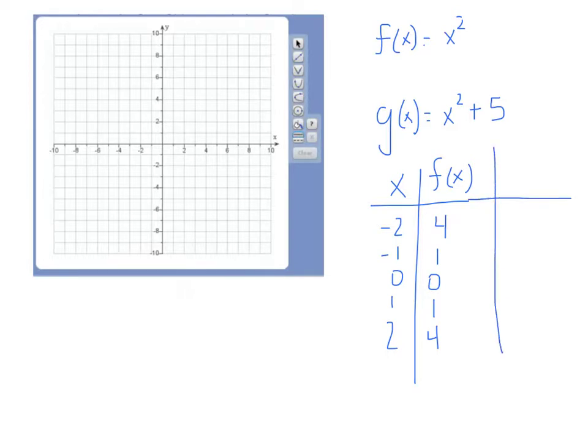And g of x looks very much like that, except that it's got this plus 5 tacked on. So we're going to still square those numbers, square our x's, but then we're going to add 5 to them. So it's going to look like this column of f of x, but we'll add 5 to each of these numbers. So 4 plus 5 is 9, 1 plus 5 is 6, 0 plus 5, 1 plus 5, and 4 plus 5. So that's how we can get our new points for g of x.